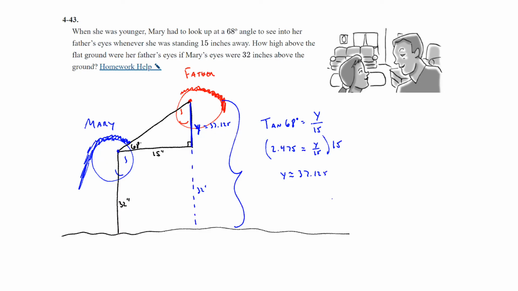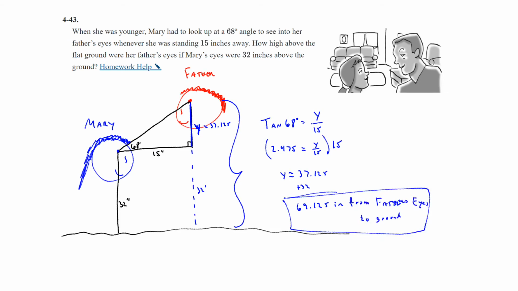So then we have to add the 32 to that, and we get a total value of 69.125 from the floor to the father's eyes. So once again, make sure you answer the question. 69.125, that's inches from father's eyes to ground.